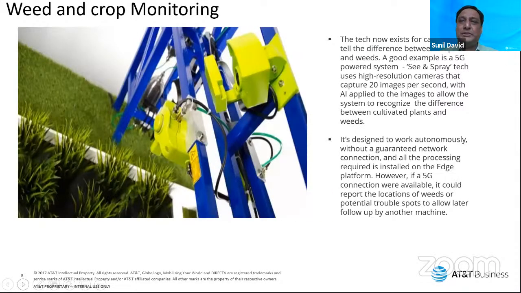5G can also be used where, for example, you want to distinguish between weed and crop monitoring, right? Typically today you might have cameras which take pictures, and then someone has to make a distinction between a weed and a crop. But thanks to 5G, you could have really high resolution cameras that can capture 20 images per second, and you apply AI technology, that will give you much better resolution, and you'll be able to really recognize the difference between plants and weeds.